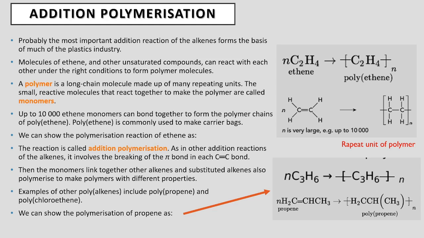Then comes the addition polymerization. If we simply heat up alkenes, like ethene or any other alkene, there is a formation of a polymer. In case of ethene, there is a polyethene formation, which is a common plastic. Here you can see this is a propene, so polypropene is formed.